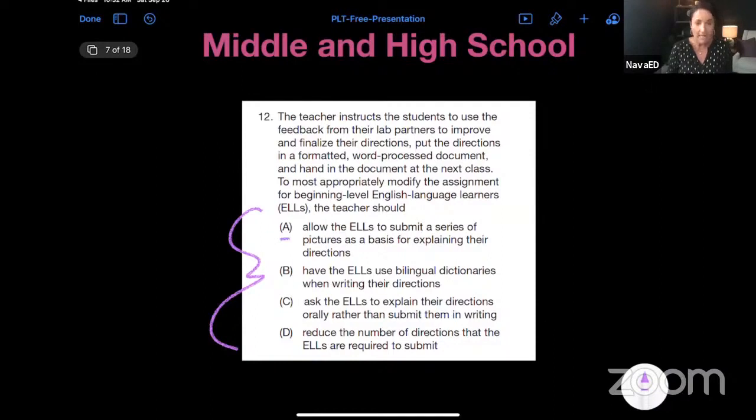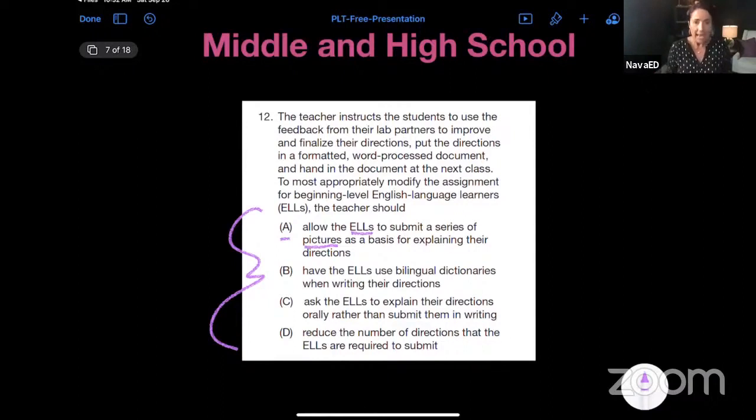So let's look at A. Allow the ELLs to submit a series of pictures as a basis for explaining their directions. Well, I like pictures when talking about ELLs. It depends on what level they're on, but pictures allow ELLs to kind of communicate. So I'm going to keep A.